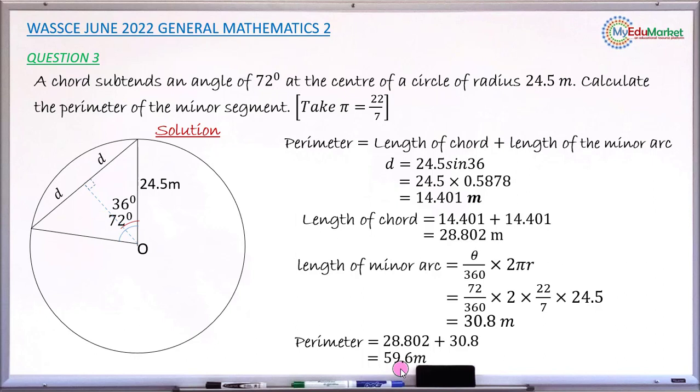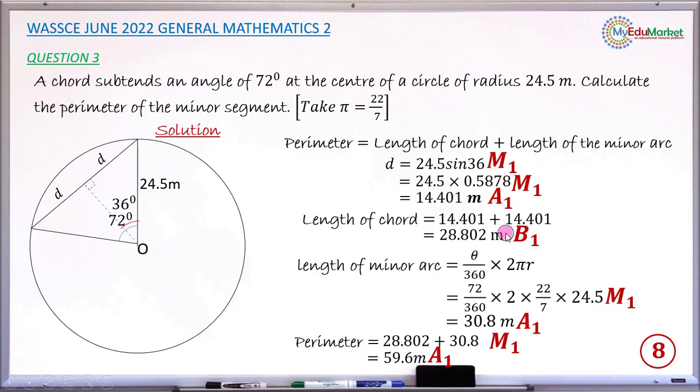So let me just share with you quickly the marking scheme of this very question as it is contained in the WAEC official marking scheme. The very first mark is the method 1 mark, for attempting to get this D, that is half the length of the chord. You now have D equals 24.5 sine 36. You now have this method 1 mark. When you find the sine 36 and substitute it correctly, you have this method 1 mark. And when you now have your D as 14.401 meters, you have this accuracy 1 mark.